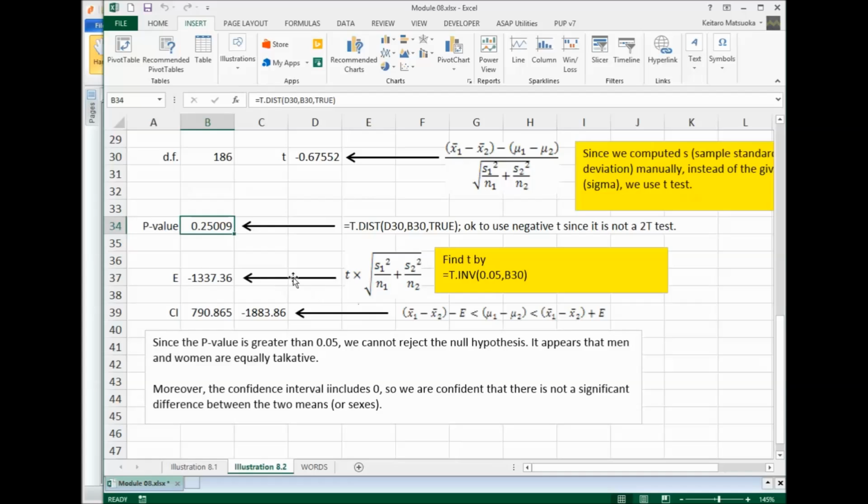And the margin of error for the calculations here is t times this thing in the square root, and the confidence interval using this formula is going to be negative 790 and then 1883. Another way to use the confidence interval is that if you look at it, this is a negative number and this is a positive number, so there's a 0 in between these two numbers. That means the difference can be 0. So we are confident that there's no significant difference between the two means, the two means of spoken words of the two sexes.